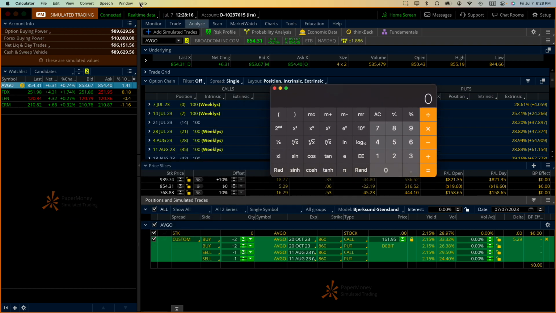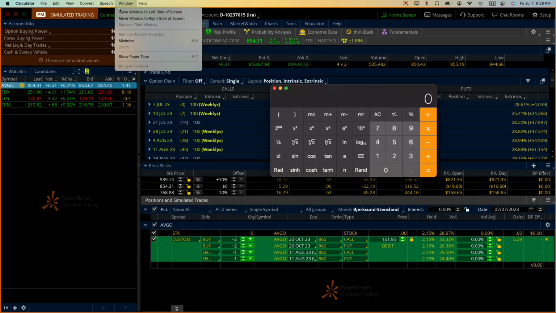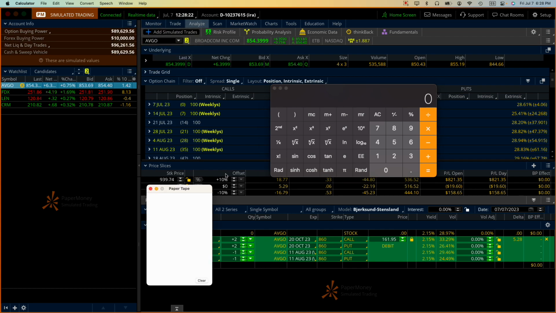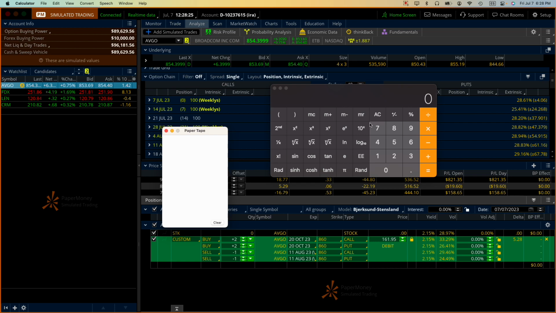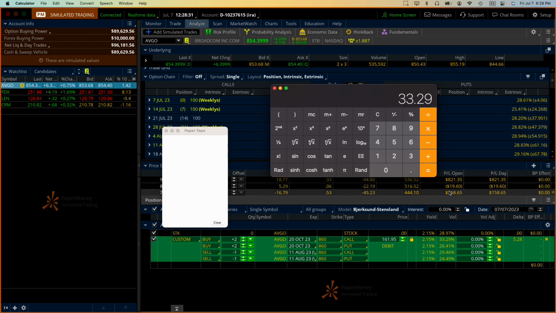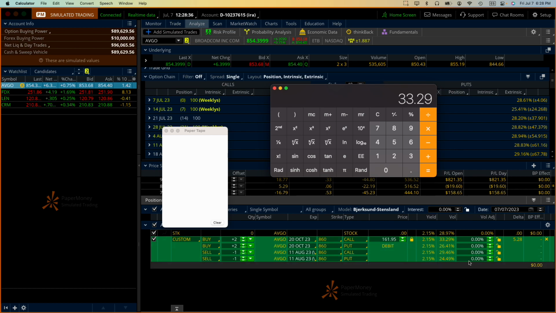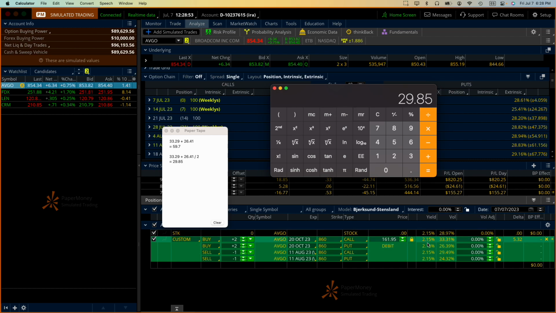Let's show the paper so you can see my calculations. I'm going to take the options in the back month, 33.29. Please focus here on the implied volatility of the options at the bottom, right here, plus 26.41, and divide that by 2. Clear memory and store it. That's the average volatility of the options we are buying.